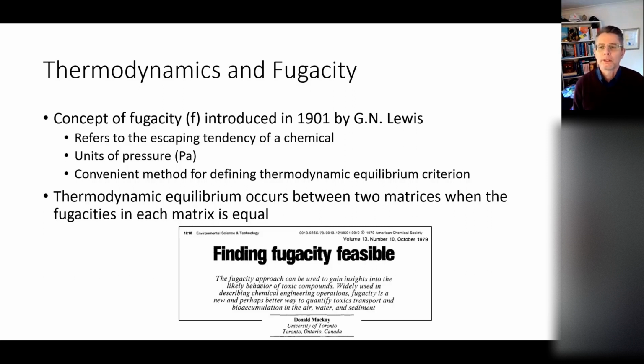If you have a closed system, for instance, that includes both water and sediment or soil, and you introduce the chemical to the water in that system, the chemical will move from an area of high pressure, which is where it initially starts in the water phase, into the soil or sediment, which has a lower pressure, until the system reaches an equifugacity or equal pressure throughout the entire system. As a consequence, it's a convenient method for defining when thermodynamic equilibrium occurs.